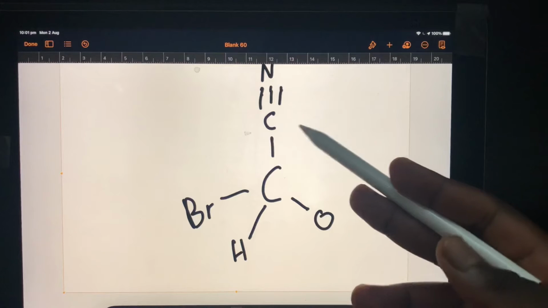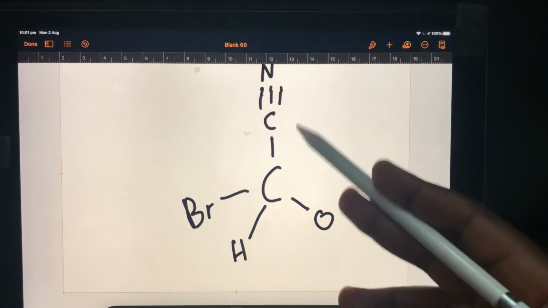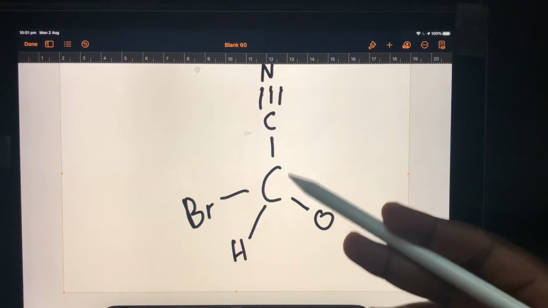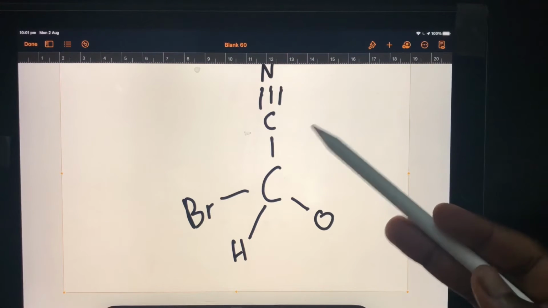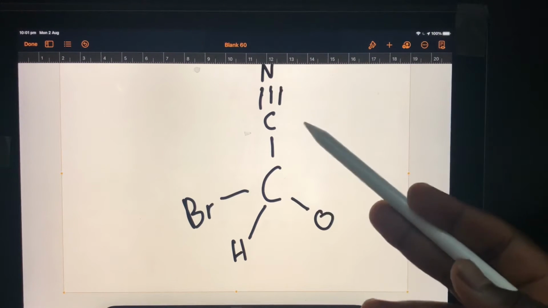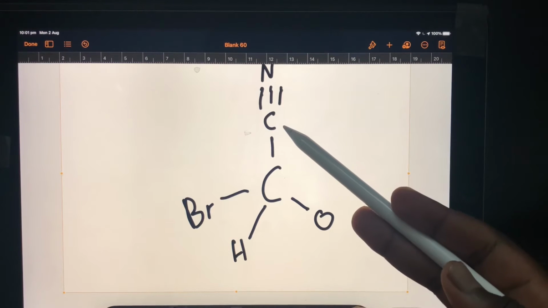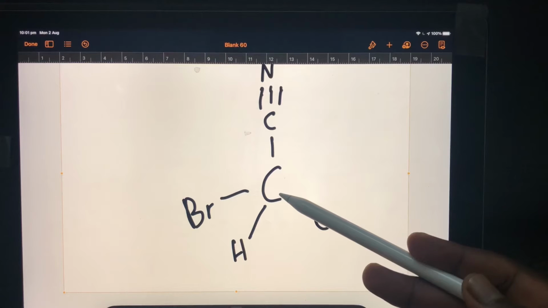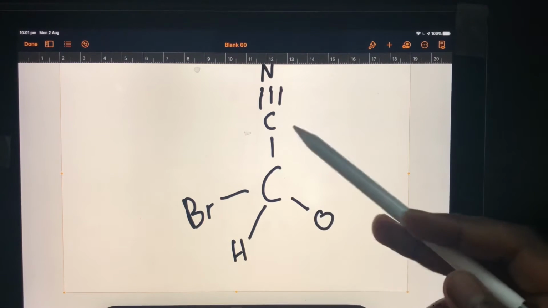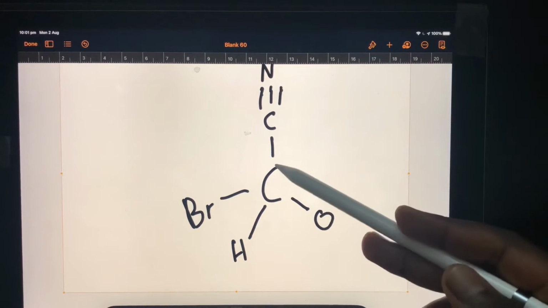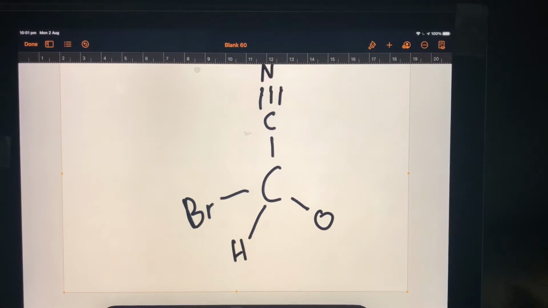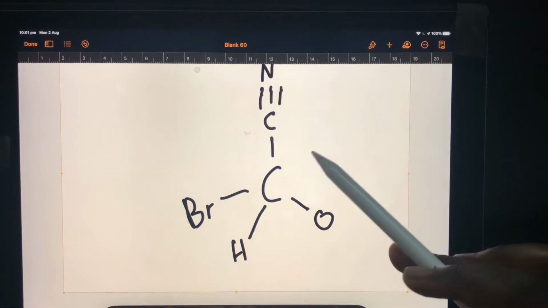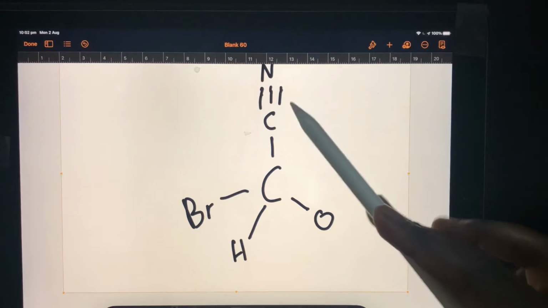So we have 2 carbons here. This carbon here and this carbon here. This one isn't the correct chiral center because it just has the N and the carbon. It's mainly just the carbon-carbon bond here and the carbon-nitrogen bond there for the cyanide group. So that's not your chiral center.